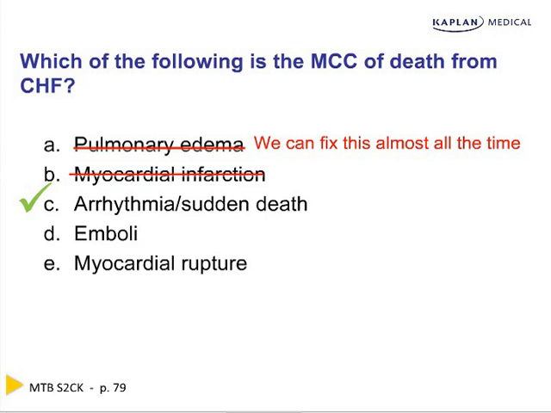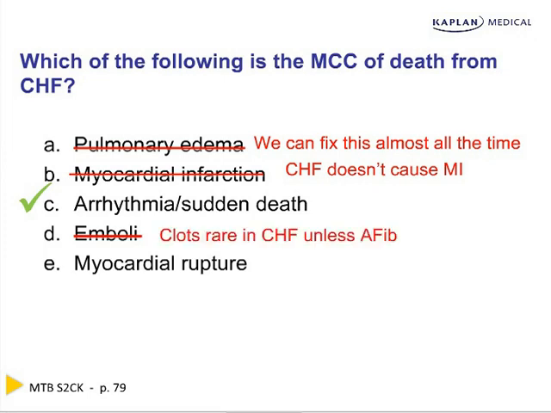Myocardial infarction is just not how you die. We have myocardial infarctions causing congestive failure, but congestive failure causing myocardial infarction is not too common. We have ischemia causing acute pulmonary edema, but pulmonary edema is not too common a cause of ischemia. The CHF doesn't cause the MI. The MI caused the CHF exacerbation. Clots are rare in congestive failure unless there's atrial fibrillation. And myocardial rupture is a complication of acute myocardial infarction. With the rupture, it's not from CHF.